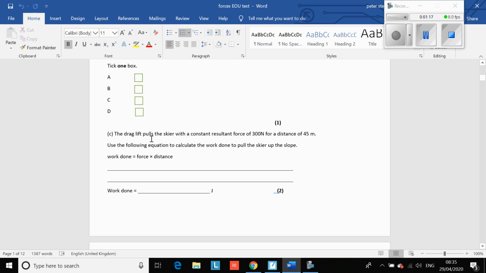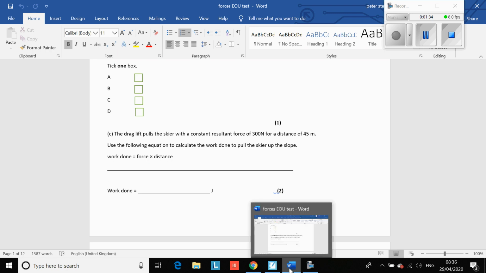The drag lift pulls a skier with a constant resultant force of 300 newtons, a distance of 45 meters. Use the following equation to calculate the work done to pull the skier up the slope. Now, normally in the exam, you'd be expected to remember this equation. Work done is force times distance. However, they're actually quite nice. They give it to you here.